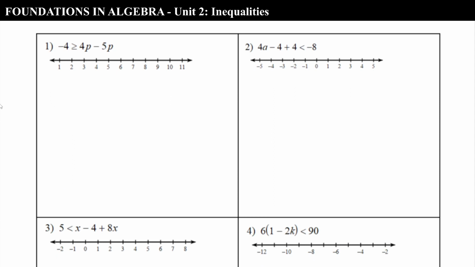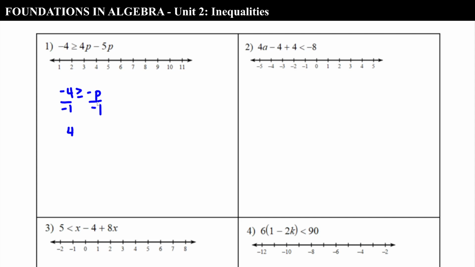So let's take a look at example 1. So we have negative 4 is greater than or equal to 4p minus 5p. First thing we're going to do is combine our like terms because there's nothing to distribute. And when we combine like terms, we get negative p on this side. But we don't want negative p, we want just p by itself. So we are going to divide each side by negative 1.